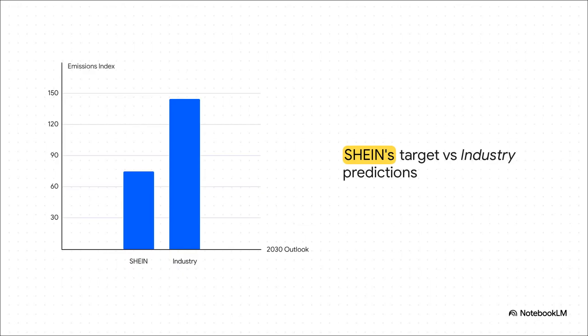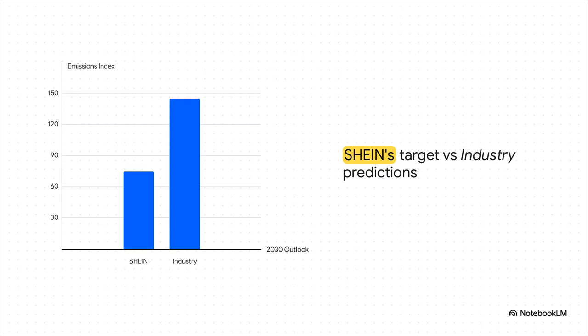Let's look at the data here. This is a powerful contrast. It highlights Shein's stated sustainability targets, attempting to drastically buck the fashion industry's predicted upward emissions trend. Notice the y-axis there. It uses an emissions index. Think of an index number like a starting baseline, usually set at 100. It makes it incredibly easy to spot percentage changes over time, right at a glance.